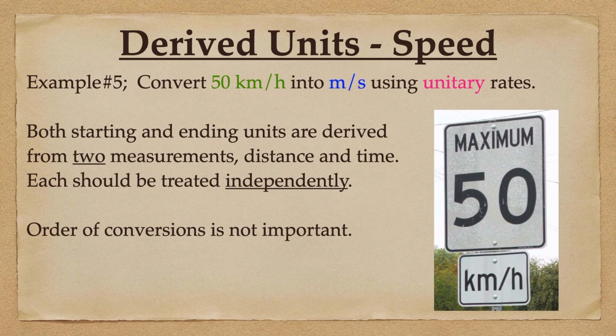Our fifth example also deals with a derived unit, but not a derived unit of volume or area, but rather a derived unit made from distance divided by time, that is, a speed or perhaps a velocity. In this case, we're converting 50 kilometers per hour into meters per second using unitary rates. Both starting and ending units are derived from two different measurements, distance and time. Therefore, each unit should be treated independently. The order of these conversions is actually not important at all, just that you do both of them.